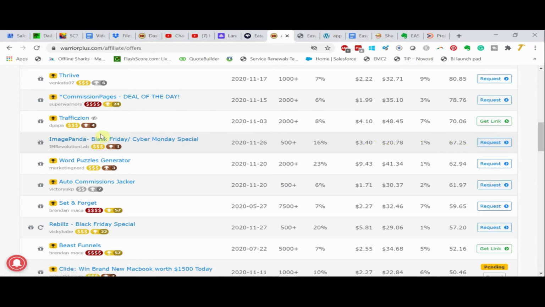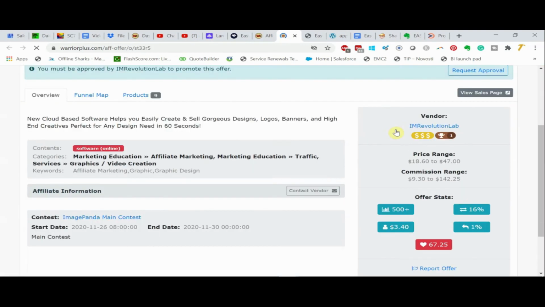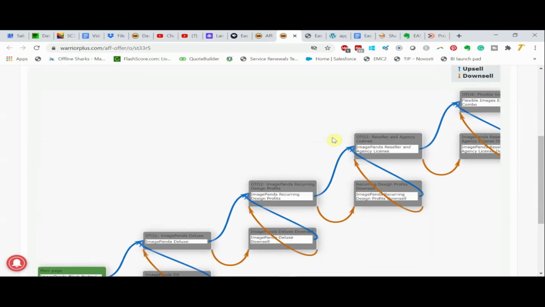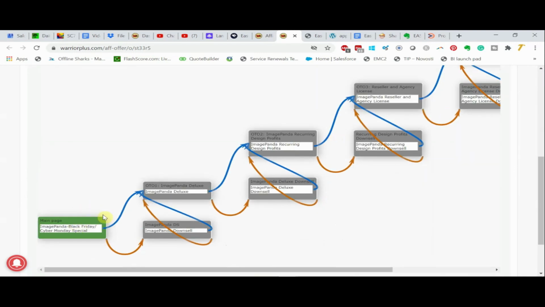Okay, so once you have seen a product that interests you, in this case it's Image Panda, you can first click on the link to see the offer in more detail. So you can see there's a funnel map, which means that this product, the basic product that you're offering, has upsells and downsells. And that means that it's part of a funnel where you can be making money on each one of these.